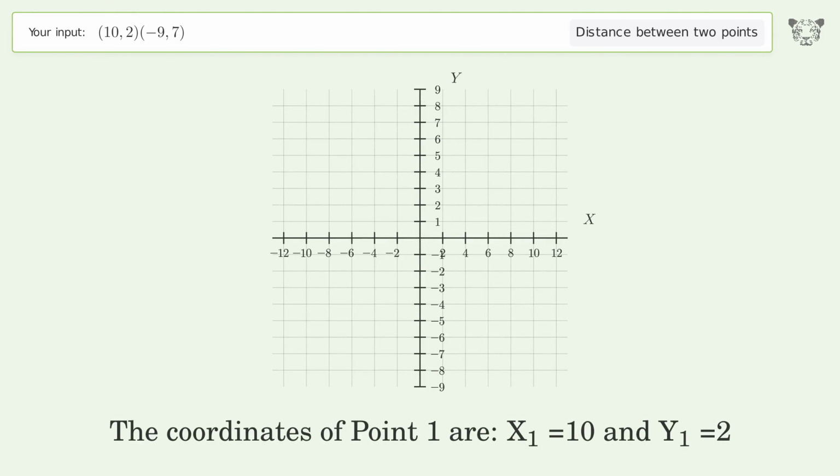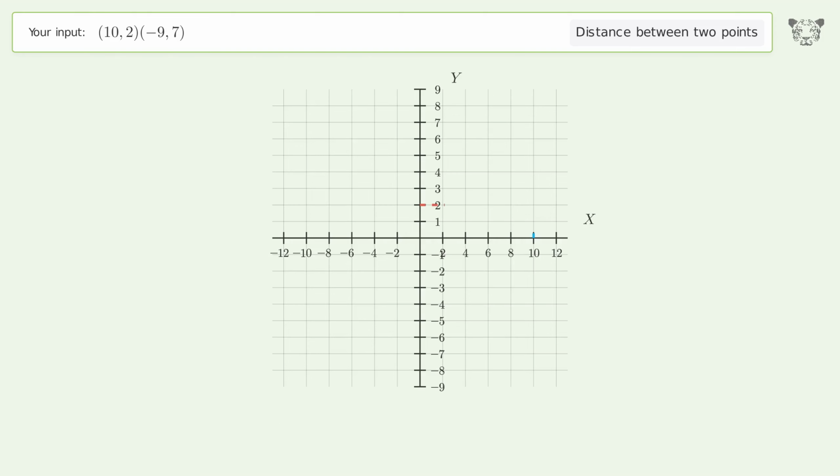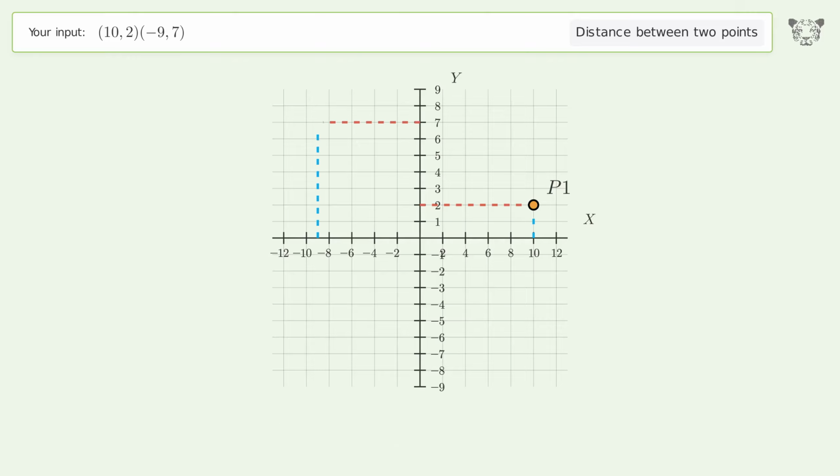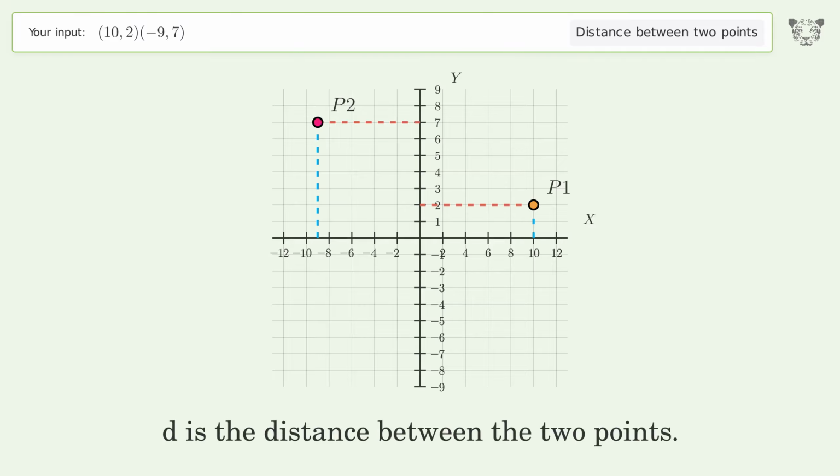The coordinates of point 1 are x1 equals 10 and y1 equals 2. The coordinates of point 2 are x2 equals -9 and y2 equals 7. D is the distance between the 2 points.